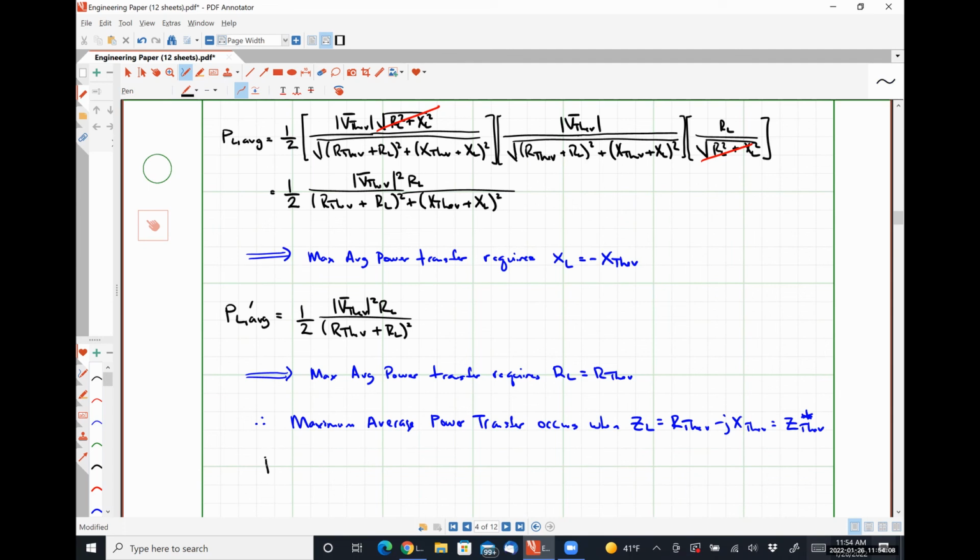And the maximum average power transfer equation then is simply 1/8 V Thevenin squared divided by RL. So it's effectively the exact same thing as our DC case, except that we still have to include that extra factor of 1/2.